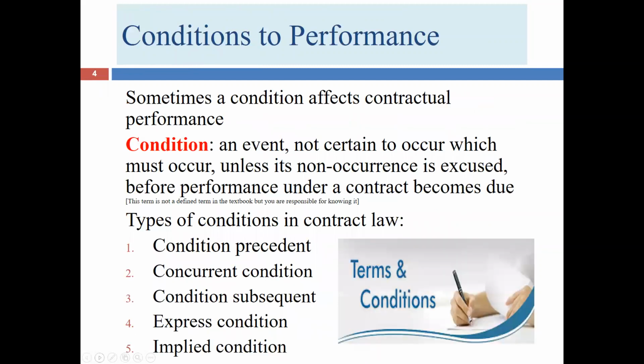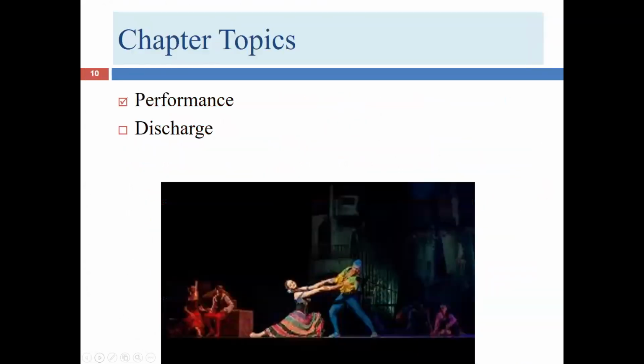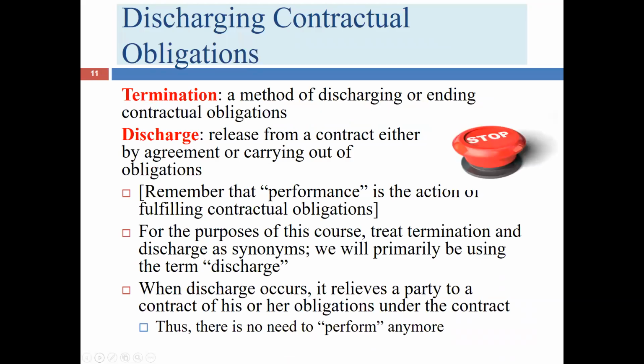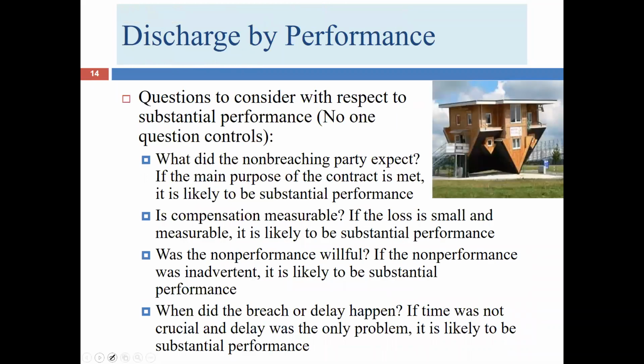Then we spent a lot of time talking about conditions precedent, conditions subsequent, and then we moved on to the topic of discharge. We talked about discharge being the release from a contract either by agreement or by carrying out the obligations. And we talked about RRAN, the four ways that we can have discharge. The Plano approach. We don't actually have an L, but Plano other than missing the L here. We talked about performance and breach and substantial performance.